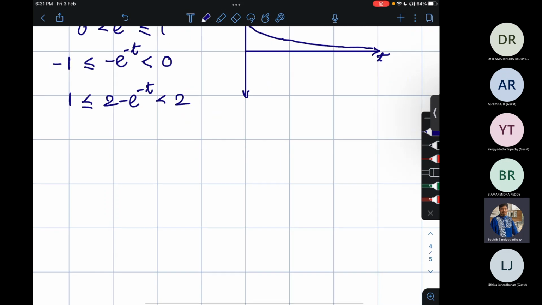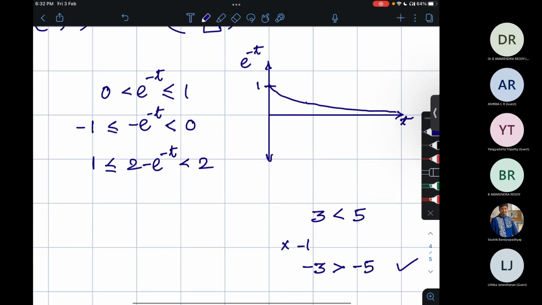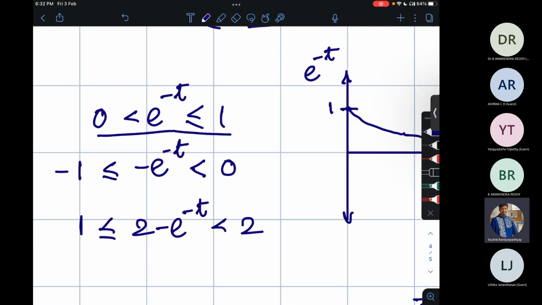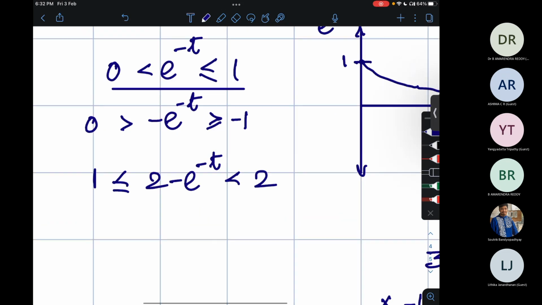When you multiply an inequality by a negative quantity, the inequality reverses. If you look at 3 less than 5 and multiply by minus 1 on both sides, this becomes minus 3 is greater than minus 5. So when I have this inequality, multiplying by minus 1 on all sides, the inequalities get flipped.